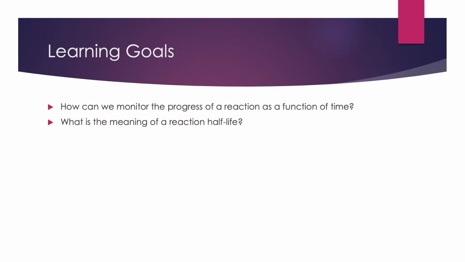So our learning goals are going to be how we can monitor the progress of a reaction as a function of time. In other words, how do we develop the sort of graph that we showed at the very beginning of the last lesson? That is, it shows how the reactant or the product changes as a function of time. And then we're going to use that as a way of getting to the meaning of a reaction half-life. And the concept of half-life is going to help us understand a lot of different things, especially the half-life of first-order reactions. So let's get started.